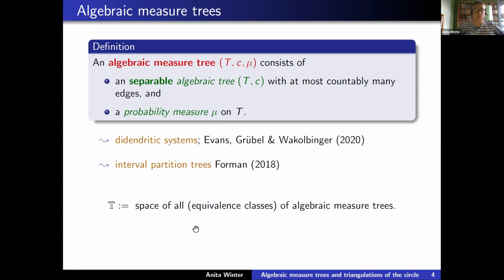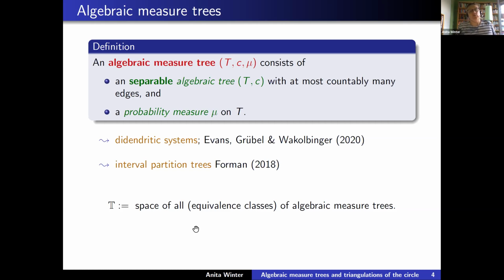Let me mention at this point that there are other objects studied recently which are very similar in spirit to algebraic measure trees. One of them are dendritic systems studied by Steve Evans, Rudolf Grübel, Anton Wakolbinger, which are basically rooted, ordered binary trees. And then there's the notion of interval partition trees introduced by Noah Forman, which allows even for non-binary trees.